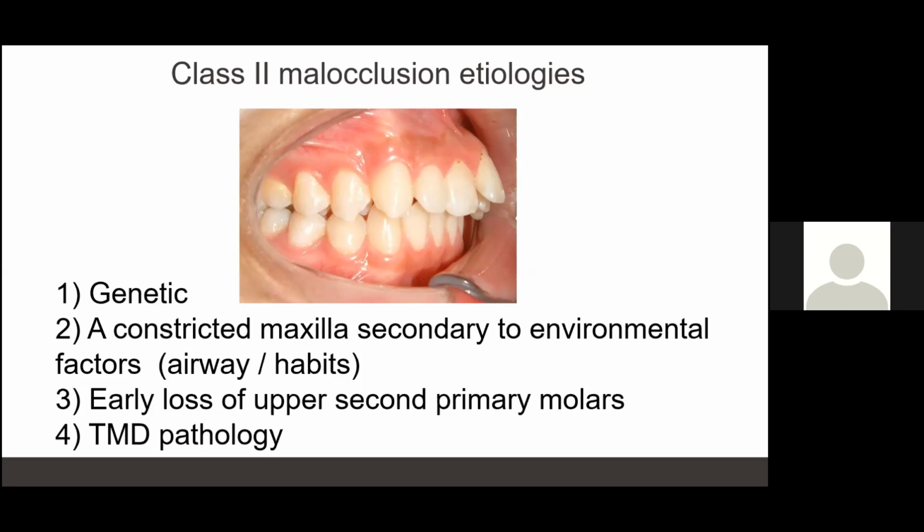So when we talk about class 2s, of course, the etiology of a class 2 would relate to genetics, the mandible being trapped, secondary to environmental factors, let's say, early loss of dentition, or maybe even some type of a joint pathology where the mandible drops down back. As it pertains to Invisalign, I would like to discuss, perhaps really focus on number 1 and 2 and 3 here to begin with, and we can maybe discuss TMD pathology a little bit later as we talk about orthosurgery, if any questions come up.